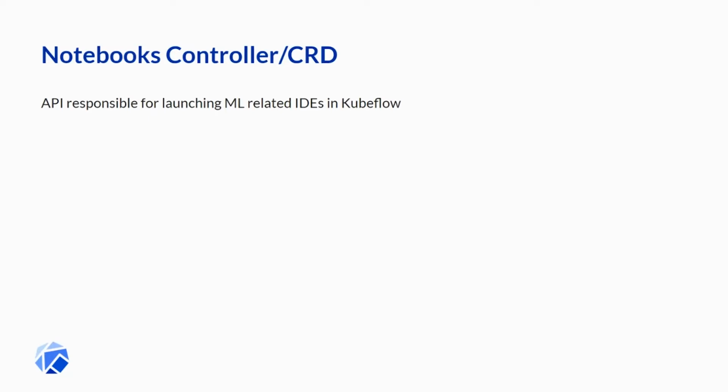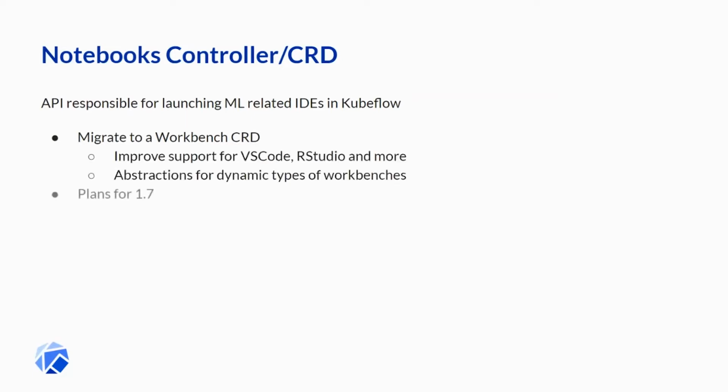So the first big item on the list is something that we've been discussing a lot internally, and this is mostly a heads up about the discussions and things that we want to have. It's a migration to a more generic CRD, which is going to be a workbench CRD. The main goal is to improve the support we have for other editors like VS Code and RStudio, but also to ideally abstract all the necessary APIs so we can support arbitrary types of workbenches.